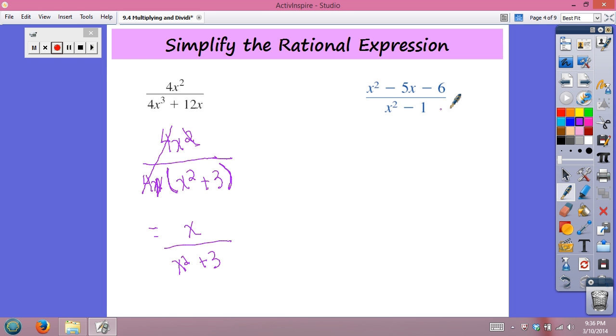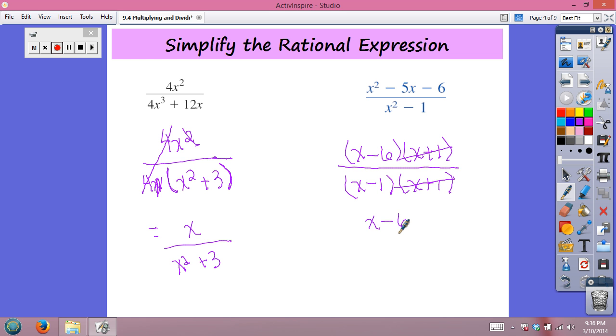Over here we'll have to factor both ends. The numerator will factor into x minus 6 and x plus 1, and the denominator will factor into x minus 1 and x plus 1. Notice we are multiplying and dividing each of our expressions here. So because we have parentheses around both of these x plus 1's, we can cancel them out, and we are left with just x minus 6 over x minus 1.